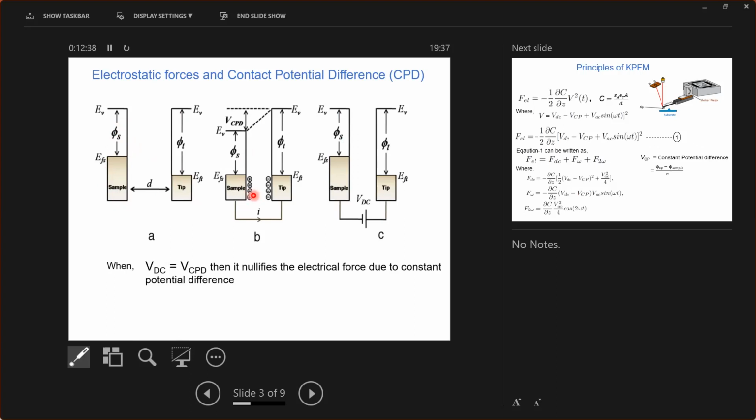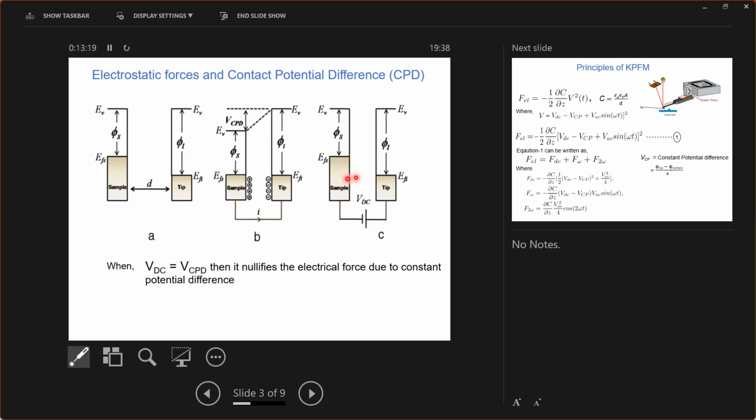They are close enough to make that tunneling, and as the electrons are moving, charge is generated, and there will be electrostatic attraction, a capacitance type of attraction. As the electrons move, the Fermi energy will come into equilibrium. As it comes into equilibrium, the difference in the potential of the vacuum level will be there with the tip. This vacuum level difference is called the contact potential difference.